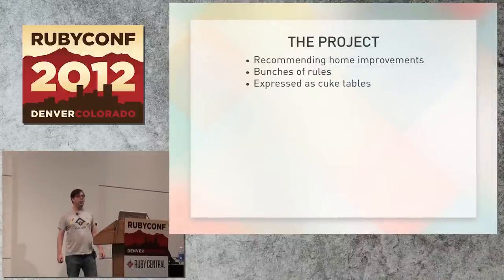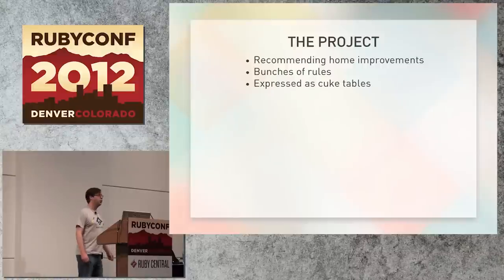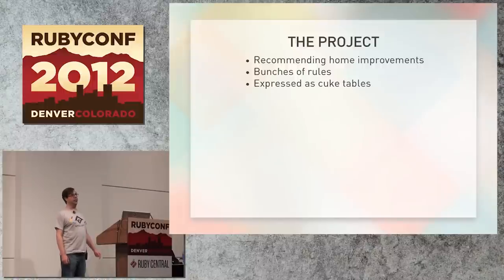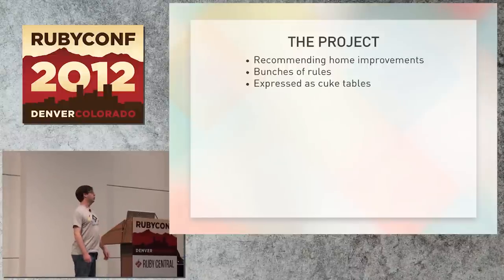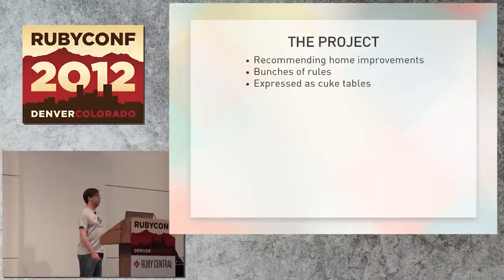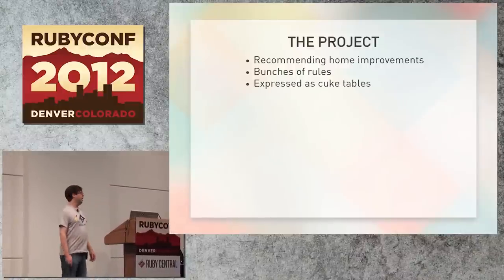So how this talk came about is from an actual project that I was on for a state government, and the project was all about recommending home improvements to homeowners and figuring out what incentive programs they might qualify for. So it had a lot of different rules about, okay, I should replace the heating system if I have an old heating system and this type of heating and this particular efficiency rating, blah, blah, blah, then I might qualify for an incentive program. So a lot of rules, and fortunately, when we came to the project, they were already expressed to us as cucumber tables. That was a pretty nice situation to be in, actually. We already had customer-written cukes to start off, one of the rare situations that I've had the good fortune to be in.